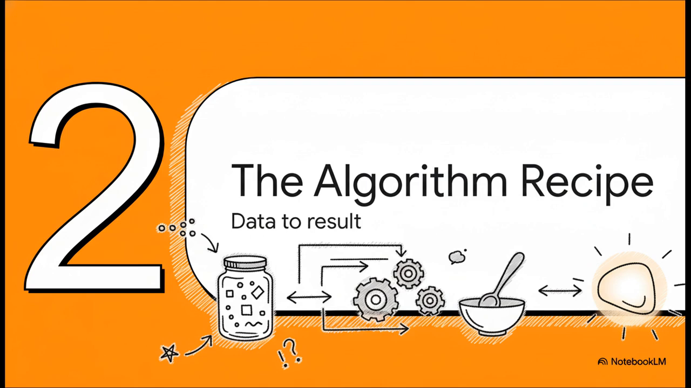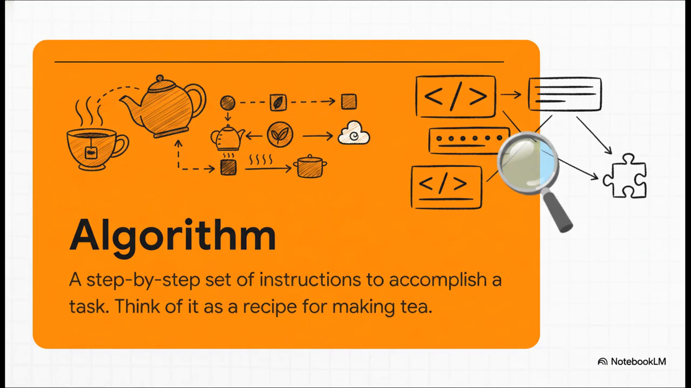Okay, so you've picked the perfect container and your data is all nice and organized. Now what? Well, you need a set of instructions to actually do something useful with it. And that's where an algorithm comes in. Don't let the word scare you. An algorithm is just a recipe. It's a step-by-step set of instructions for getting something done, just like making tea.